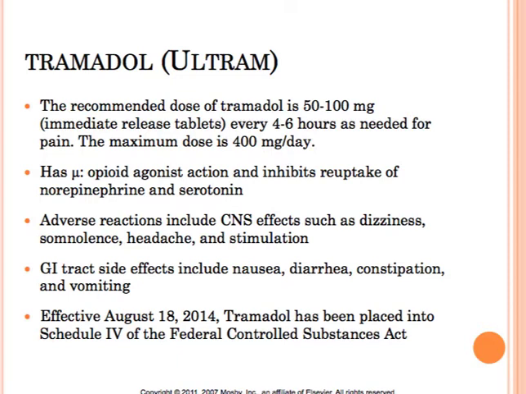Its effectiveness in combination with acetaminophen is comparable to codeine or oxycodone with acetaminophen. The adverse reactions include CNS effects like dizziness, sleepiness, could even be stimulation or headache. The GI side effects include nausea, diarrhea, constipation, and vomiting. There's also package labeling that warns of the possible risk of suicide in patients who have suicidal thoughts or are emotionally disturbed or are prone to addiction.